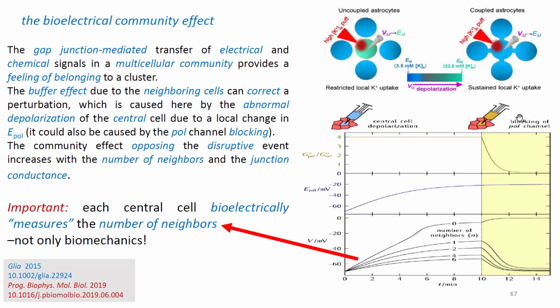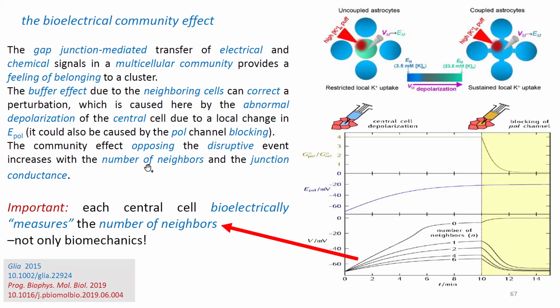However, if we begin to connect this central cell with neighboring cells, when we increase the number of cells, we see that correcting for the depolarization is possible. And in fact, the central cell can be repolarized after a time that depends on the connectivity and depends also on the degree of the initial depolarization. That means that we have a sort of bioelectrical buffer effect because of the neighboring cells.